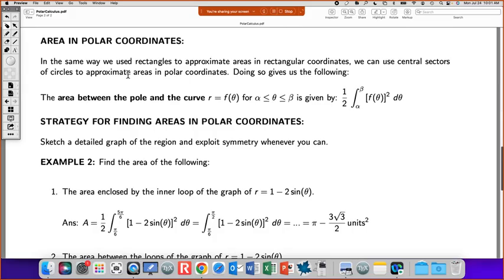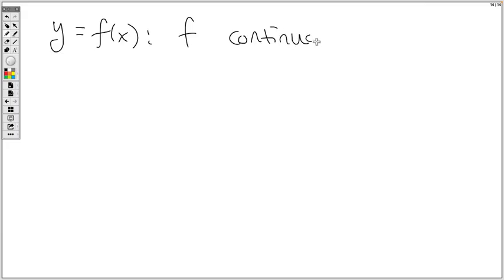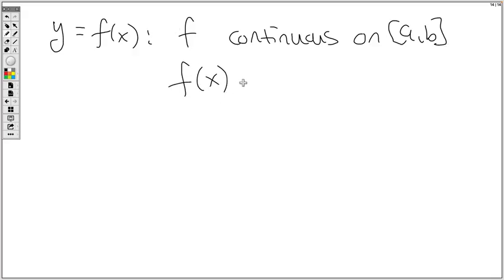All right, now let's talk about area. So let's start back with, in Calc 1, you had a continuous function over an interval AB, and we were looking where f of x was greater than or equal to 0.